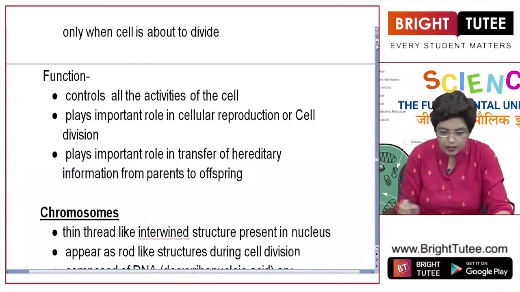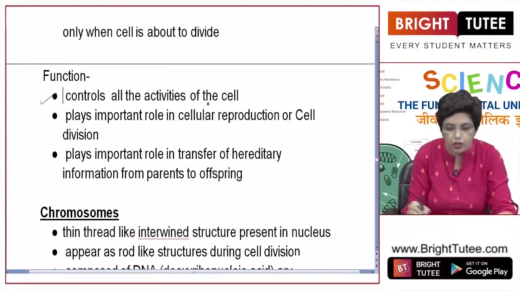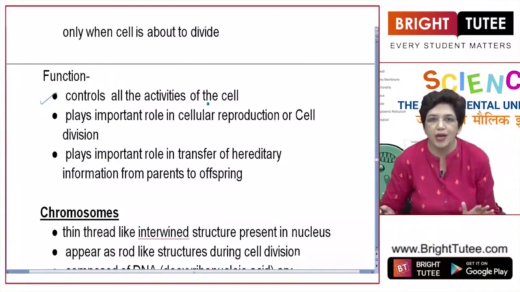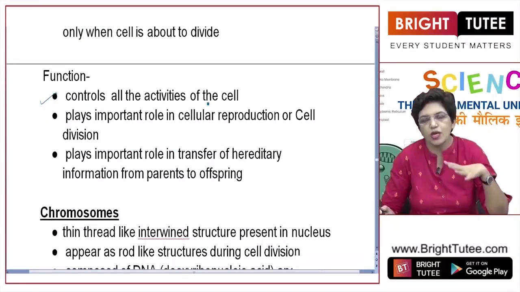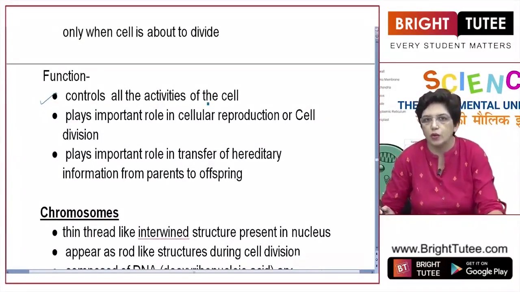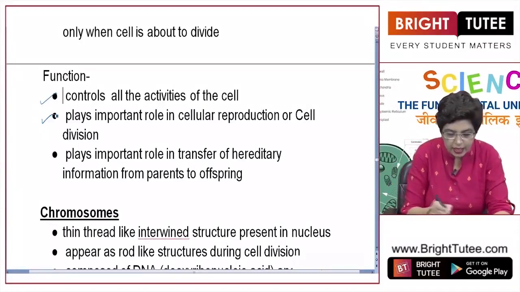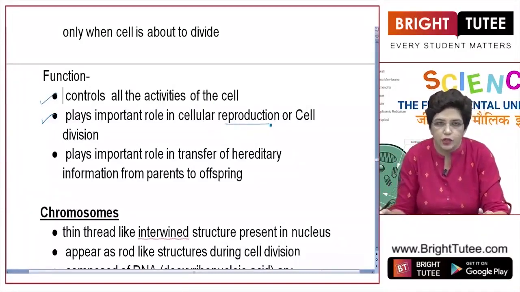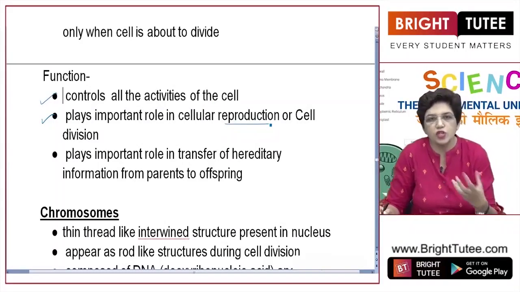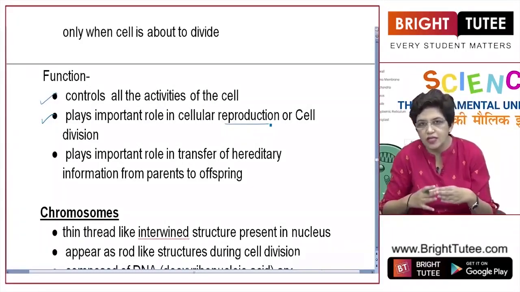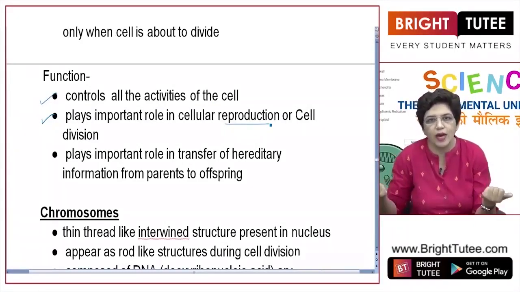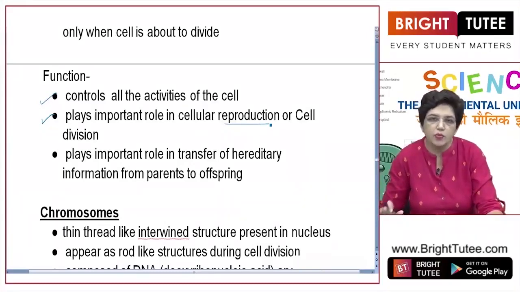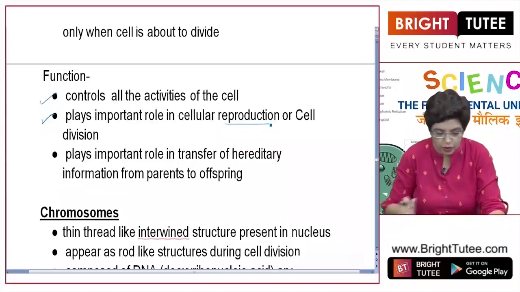Function. The first important function is that it controls all the activities of the cell. In fact, the nucleus is termed the brain of the cell because it controls all the activities which are being carried out in the cell. Secondly, it plays an important role in cellular reproduction or cell division, because it is the nucleus which initiates the cell division. First the nucleus elongates and divides into two parts, and only then does the cytoplasm divide. So it plays a very important role in cell division.